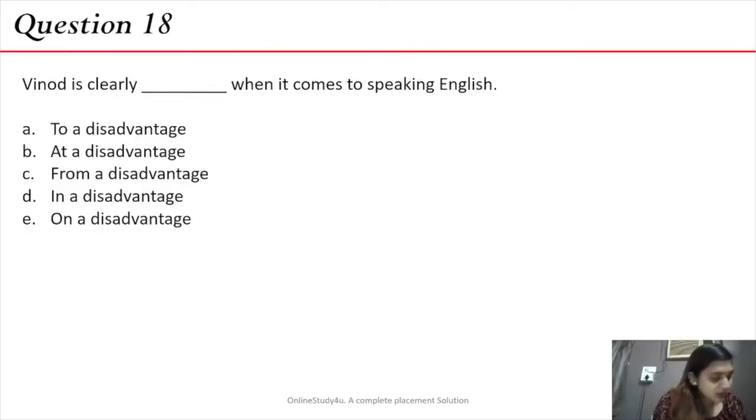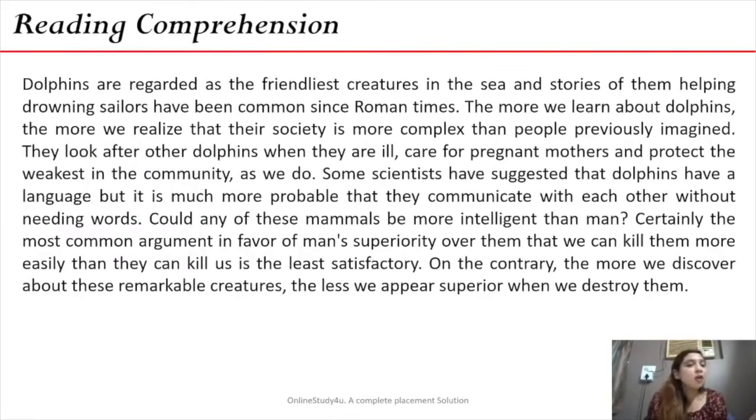All right, I see a lot of B's. At a disadvantage. Awesome, guys. Definitely all of you deserve a lot of love and hugs from my end for getting this one correctly. At a disadvantage is your correct answer. That Vinod is clearly at a disadvantage when it comes to speaking English. Okay. With that, we move to reading comprehension.